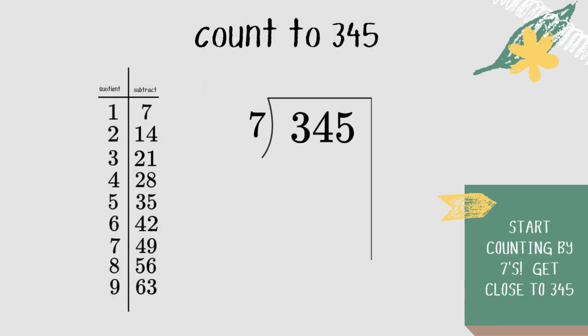Now we're going to look at the dividend. The dividend is 345. And we're going to count by sevens until we get close to 345. You can see when we get down to 9 groups of 7, it's 63. So we just gotta keep counting.